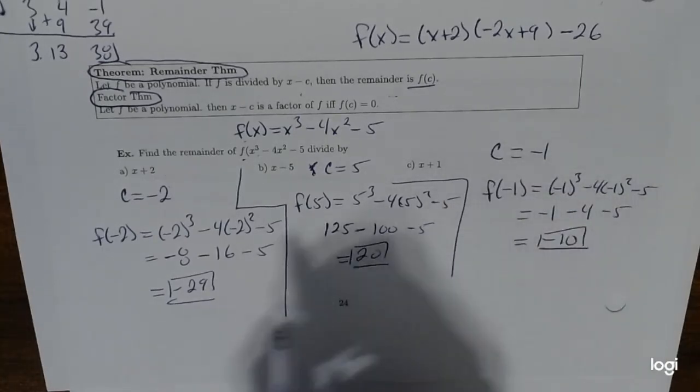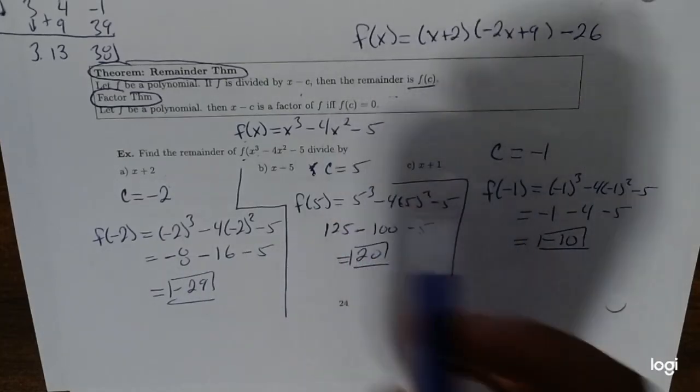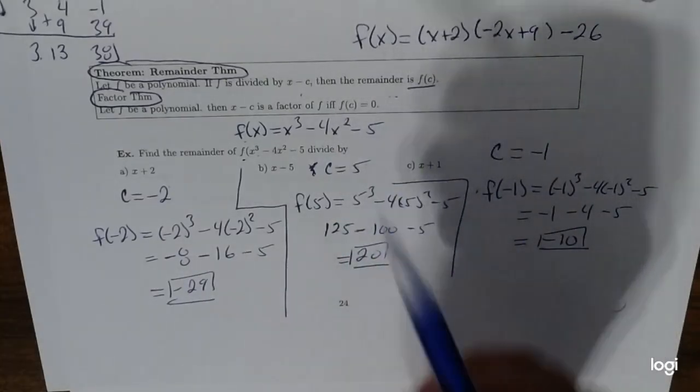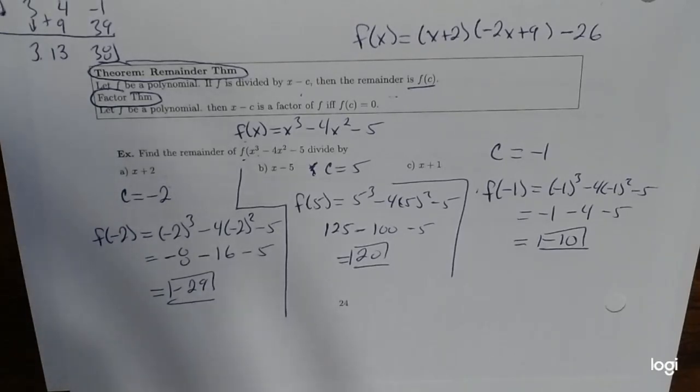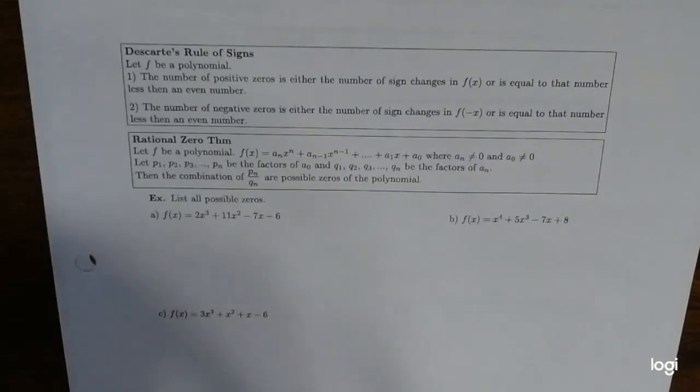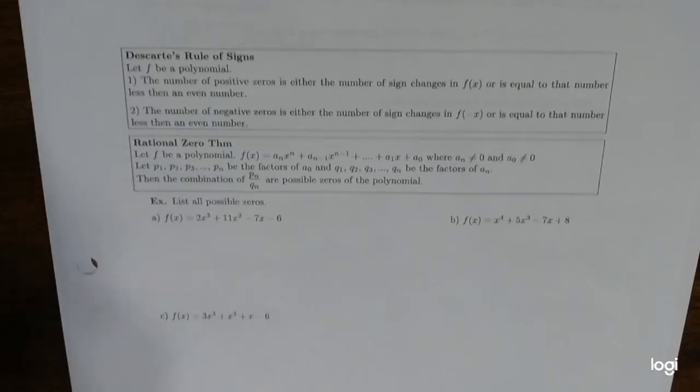So if these remainders were literally zero, then one of these would be a factor of that, meaning it goes in evenly if we actually do synthetic division or long division itself. Okay? So that's called the factor theorem and the remainder theorem, respectively. Okay? All right. So now let's go on to the next page.